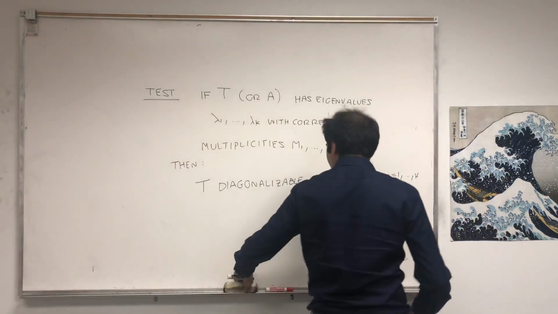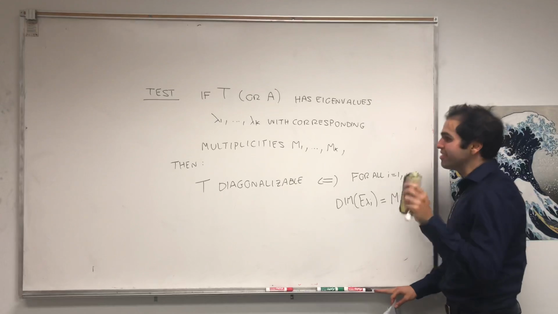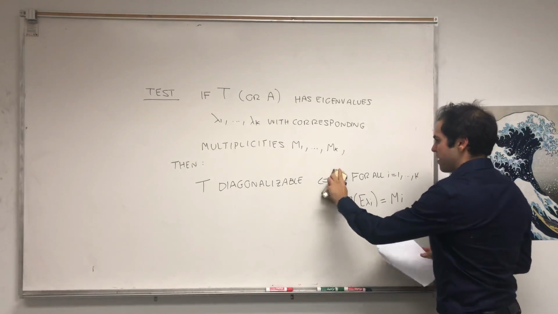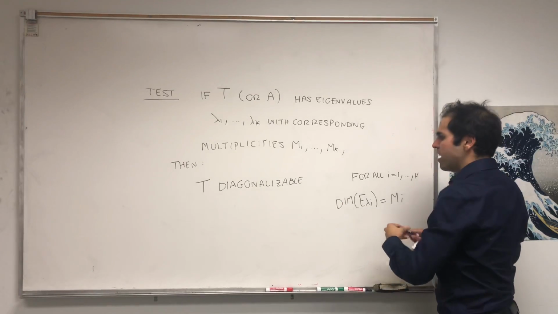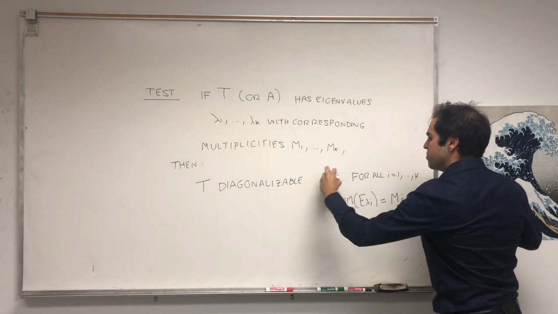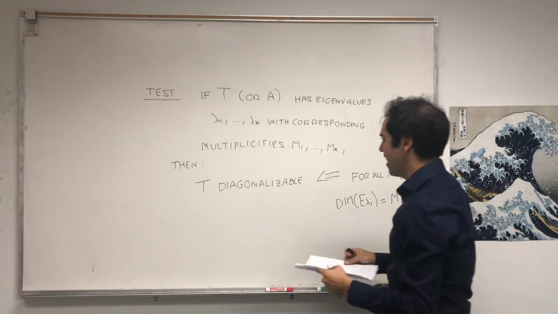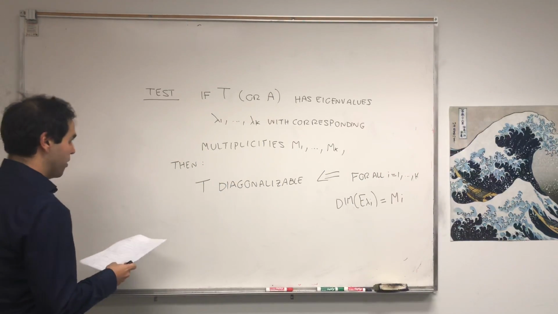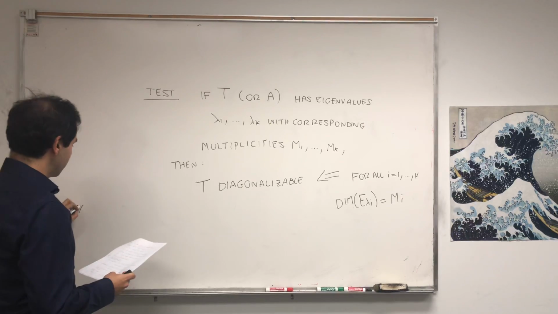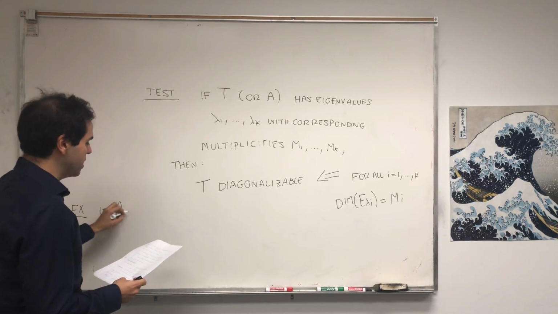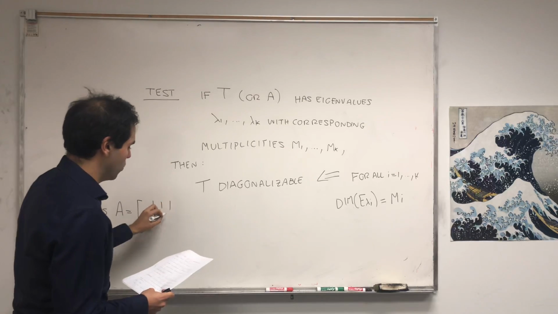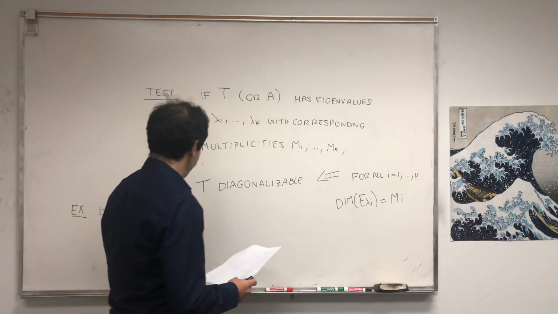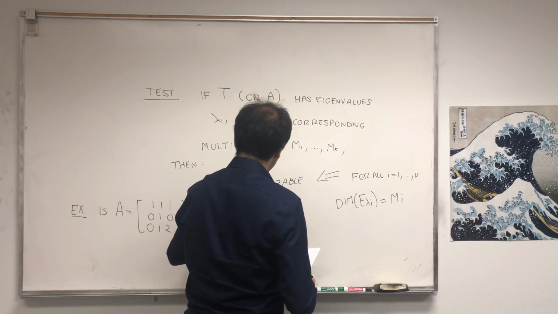And in this video, because otherwise it will take an hour, today I will only show this part. If the eigenspaces are as big as possible, then it's diagonalizable. So for example, just to illustrate, is the following matrix diagonalizable? 1, 1, 1, 0, 1, 0, 0, 1, 2. Is this diagonalizable?